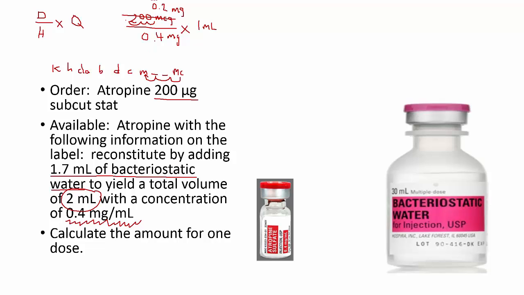So I get my calculator, 0.2 divided by 0.4 times 1, and I get my answer of 1/2 milliliter, and we write that in its decimal notation. And so we see from a problem like this, we don't actually use the reconstitution information in our dosage calculation. In our dosage calculation, we use the doctor's order and we use the concentration. And those are the only two pieces that we use in calculating the amount for one dose.